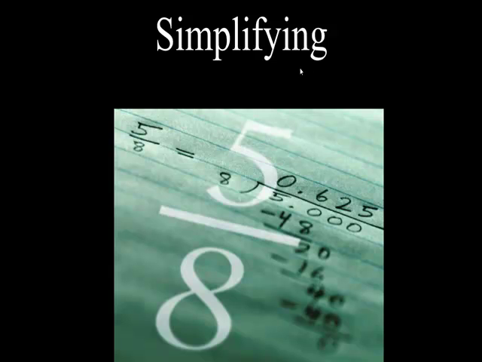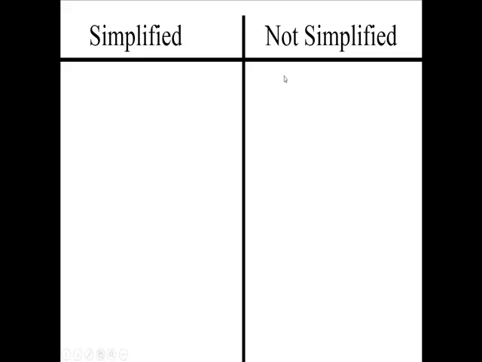Simplifying fractions. What does it mean to be simplified? If a fraction is simplified, what does that mean? Well, an example of a simplified fraction is 2/3, and one that is not simplified is 2/4. One that is simplified is 1/3, but one that's not simplified is 3/6. 3/4 is simplified, but 4/6 is not.